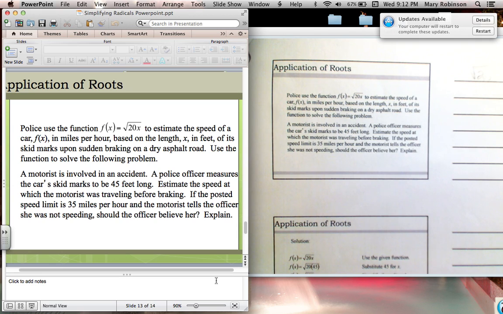For the example, a motorist is involved in an accident. A police officer measures the car's skid marks to be 45 feet long. Estimate the speed at which the motorist was traveling before braking. If the posted speed limit is 35 miles per hour and the motorist tells the officer he was not speeding, should the officer believe her? So how are we going to work this out?